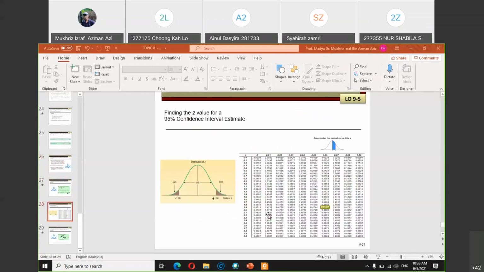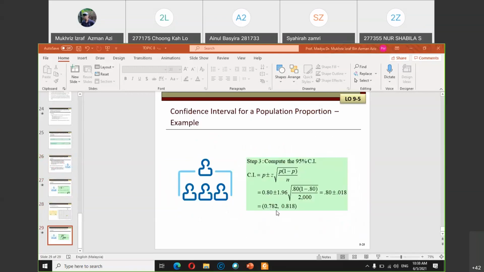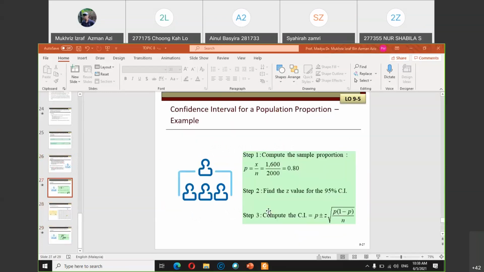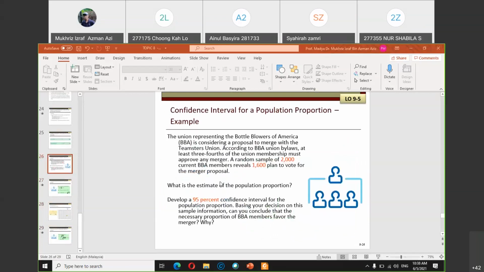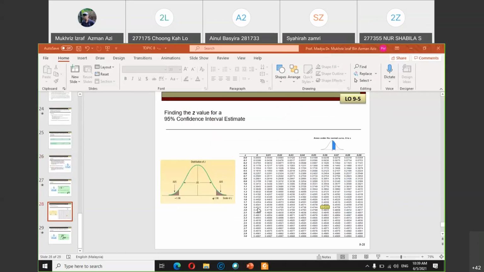And we find that the confidence interval is between 78 to 81%, meaning that those who support the merger is above 75%. So that is just the second part.